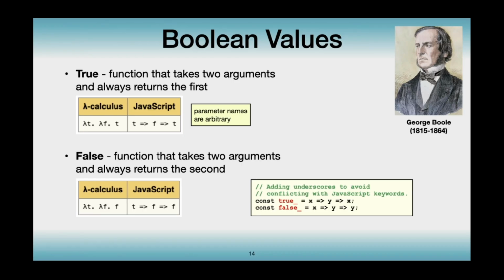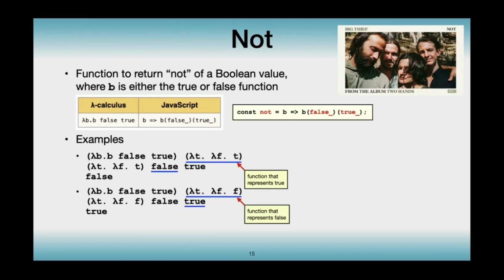With that in hand, we can start to do some interesting things. When I implemented this in JavaScript, I couldn't call these functions true and false, so I just added an underscore to the end, because those are keywords in JavaScript. So now that I have these definitions of true and false, could I write a function where I pass one of those functions into it and it returns the opposite one, a not function?